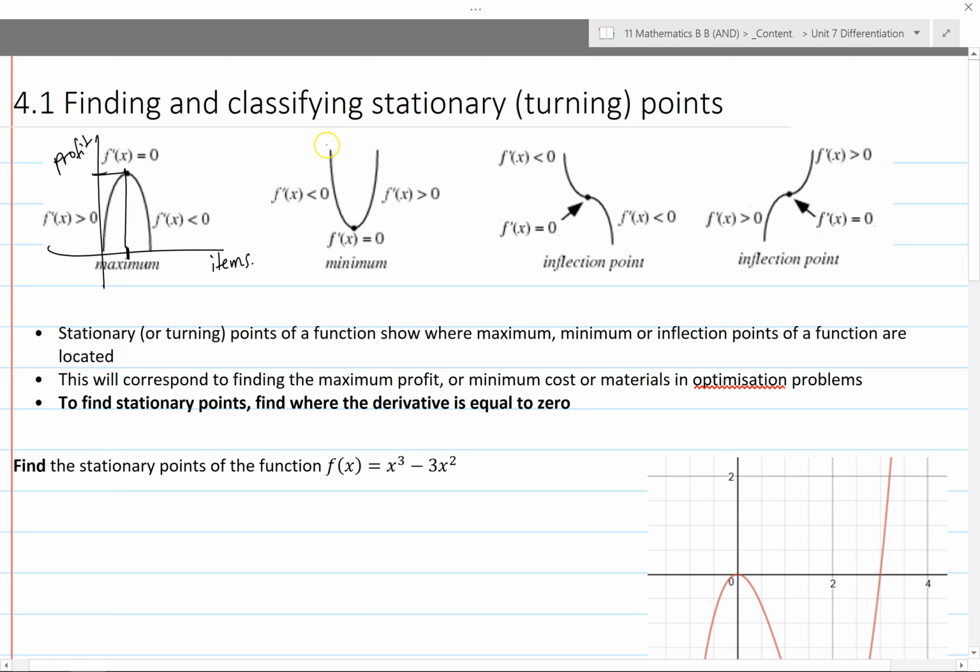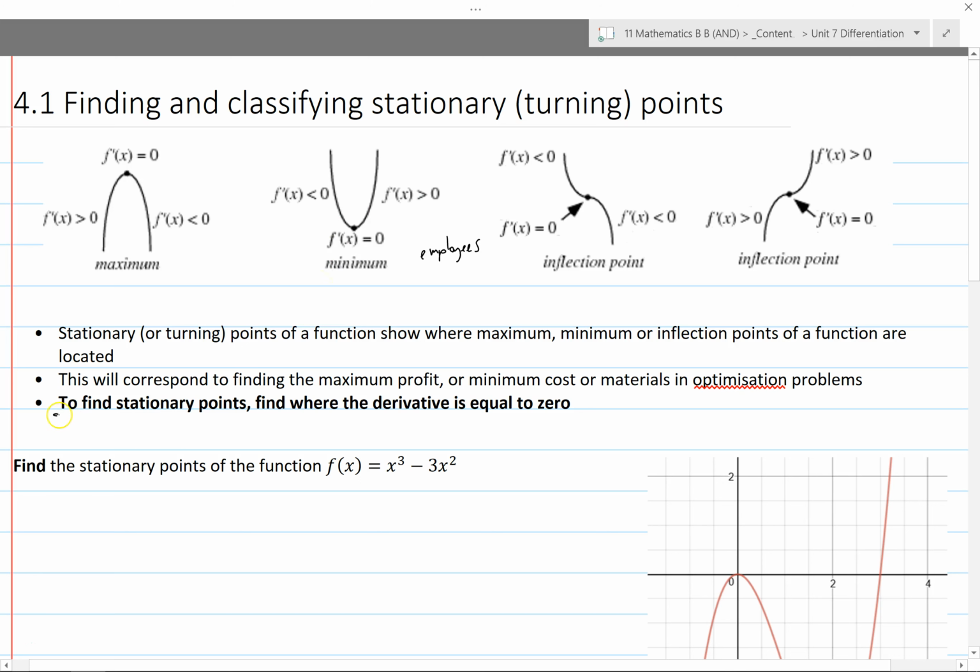Or conversely, we might have a different sort of graph where this is the number of employees, and here's the cost. I want to minimize my cost of employees, so I want to find the number of people I should hire so that my total cost is minimized. These are just 2 examples of things where being able to find and classify stationary points will be helpful.